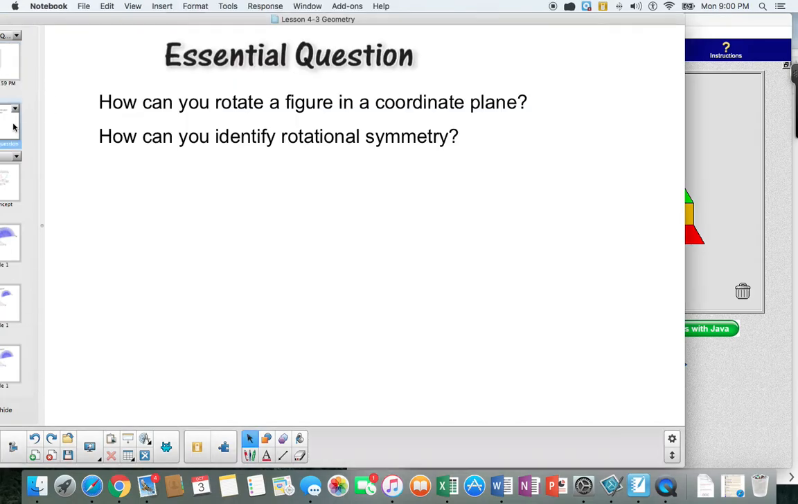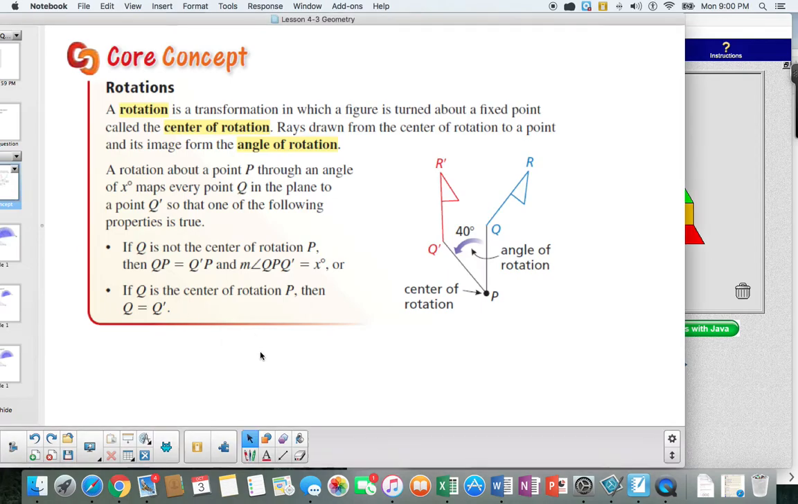4.3, rotations. Essential question: how can you rotate a figure in a coordinate plane? How can you identify rotational symmetry? Here's the definition of a rotation. There are two parts to the rotation description.